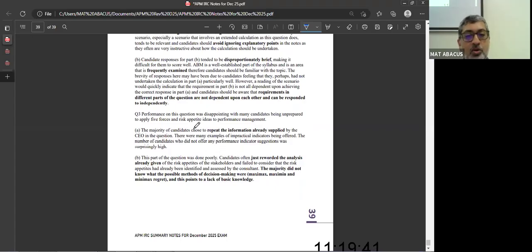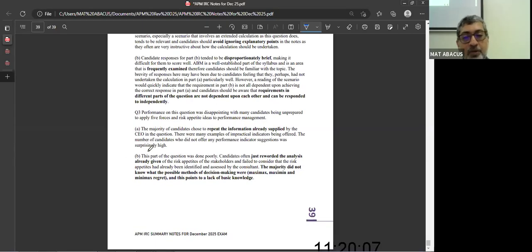The majority of candidates chose question 3. This was about five forces and risk appetite. So many students repeated the information already supplied by the CEO, so there was no real discussion or further discussion. There were many examples of impractical indicators being offered. The number of candidates who did not offer any performance indicator suggestions was also high.